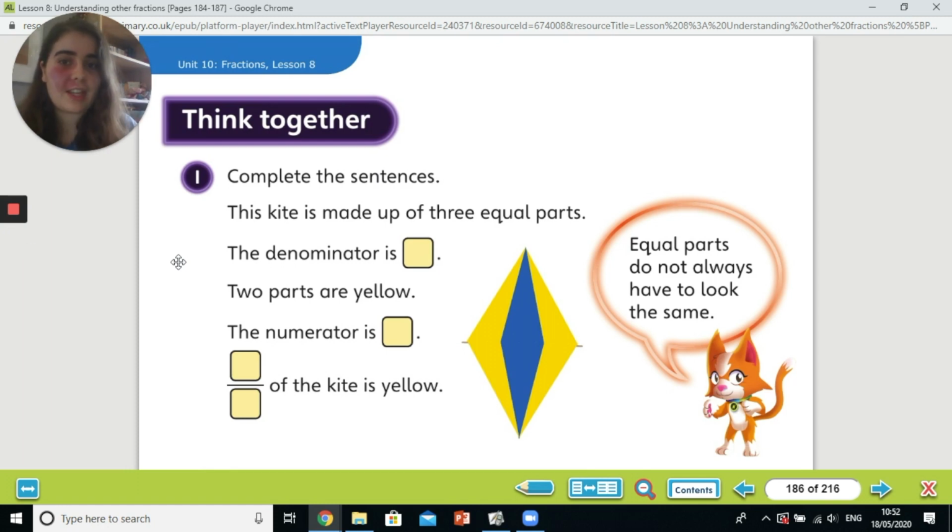Well done. Now let's have a go at the think together. Complete the sentences. This kite is made up of 3 equal parts. So what would our denominator be? 2 parts are yellow, so what would the numerator be? And then you've got to write the fraction. Which fraction of the kite is yellow? So pause the video now and have a go, and then we're going to go through it in a second.